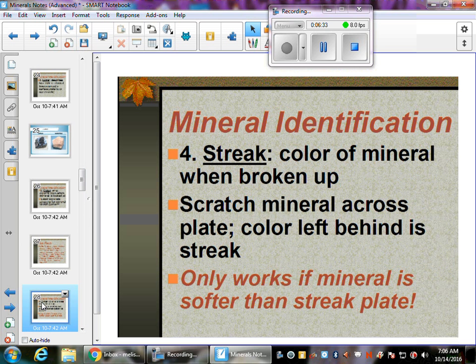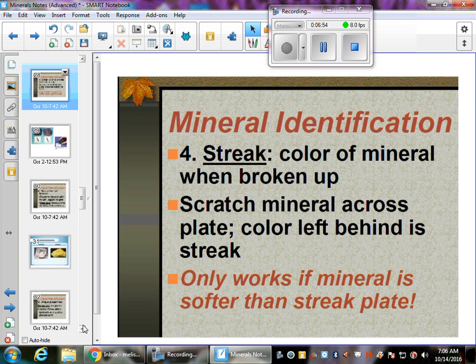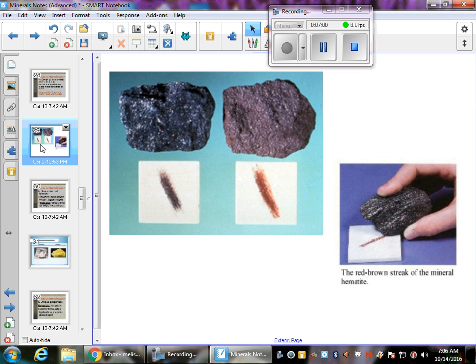The fourth property is streak, and streak is the color of the mineral when it's broken up. How you test this is you scratch a mineral across what's called a streak plate, and the color left behind is the streak. This only works if the mineral is softer than the streak plate, and a streak plate has a hardness of 7. So if your mineral has a hardness of 9, it's not going to have a streak because the streak plate can't scratch it. If you look here, we've got a couple different samples. Looking at hematite, there is this brownish red streak over here. Sometimes you can have other colors, white, dark, and everything in between for your streak.